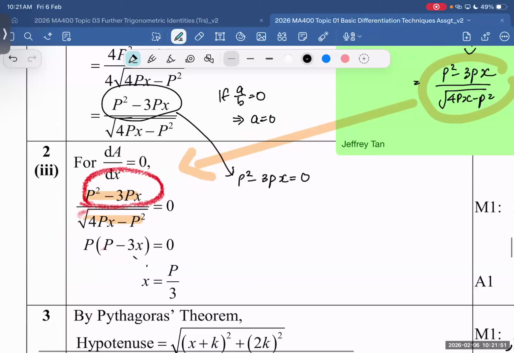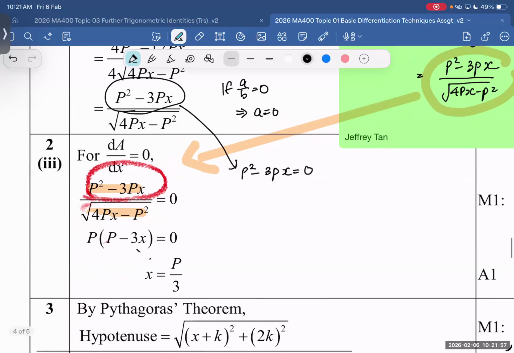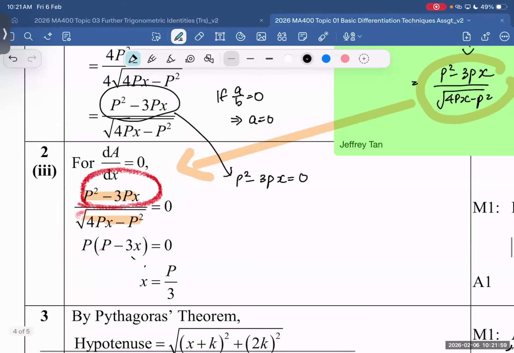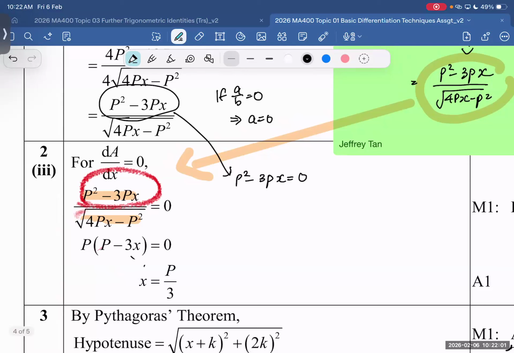Hey, in the question, remember p stands for parameter. So it's not logical to say that p is 0, okay. What do I think?